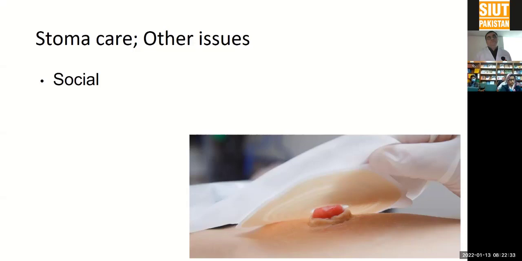He should always carry extra supplies with him. What else? Dr. Hassan. We can also take him to the ward, or if any patient is already using the bag, and it happens frequently, so that he can be reassured, and in that way he can get some mental support. We can counsel him to have an extra bag with him always.